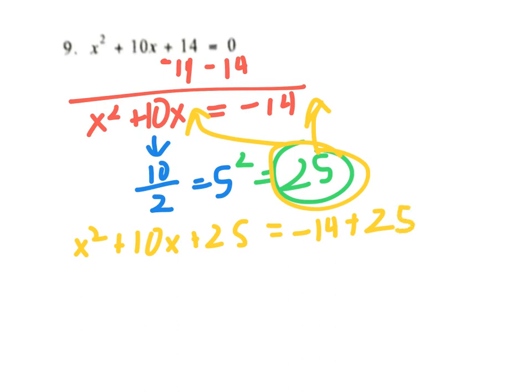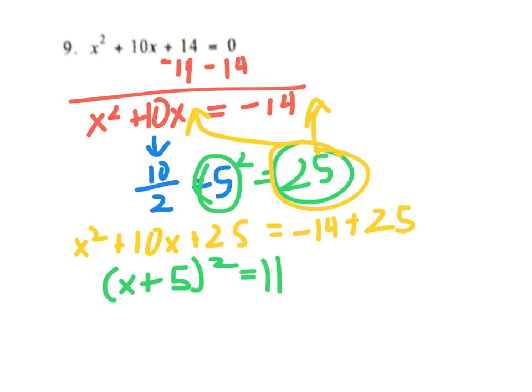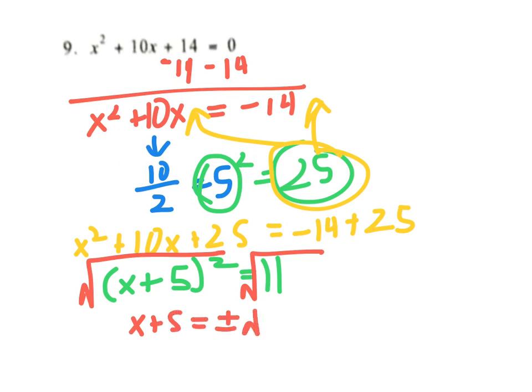Remember, I can rewrite the left side. If I do it correctly, we have x plus whatever number we cut in half. So x plus 5 squared equals, and if I do negative 14 plus 25, I get 11. So this thing equals 11. Again, we are going to solve the same way. We're going to start by taking our square root. So I'm going to take the square root of both sides. So we'd have x plus 5 equals plus or minus the square root of 11.